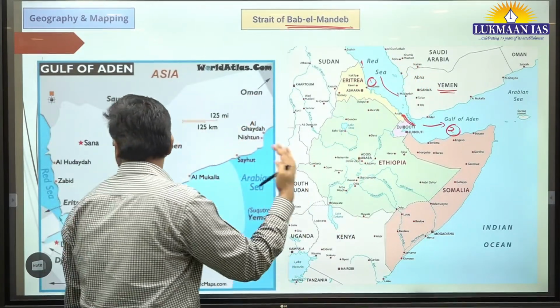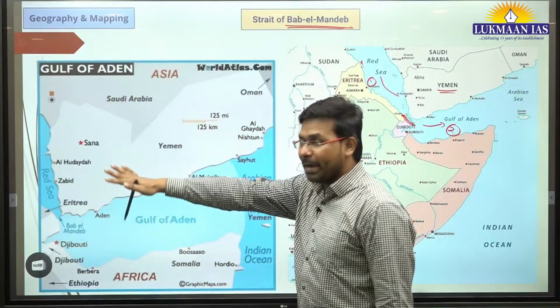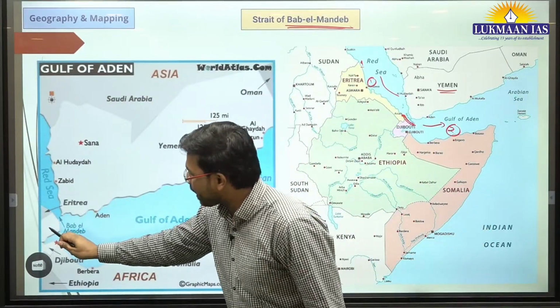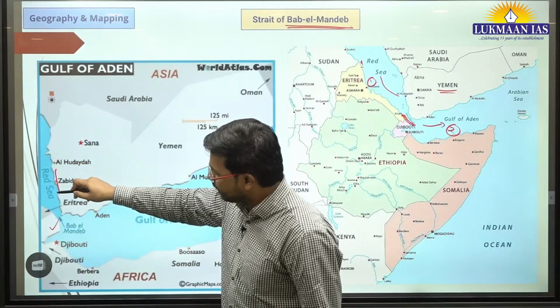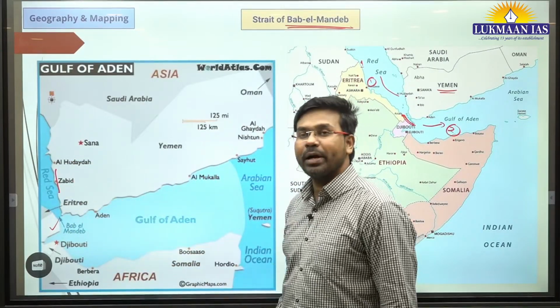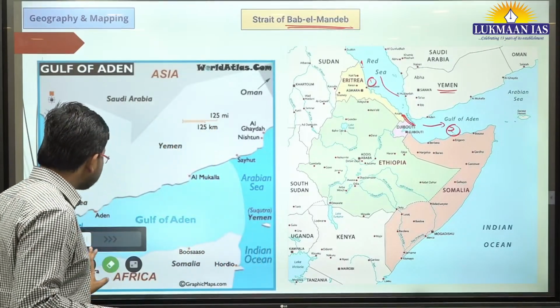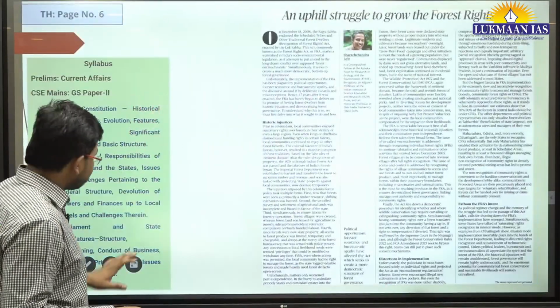We have included another map also for your purpose, so that you can clearly see where the Strait of Bab el Mandeb is located. On one side we have the Red Sea, on the other side we have the Gulf of Aden. Having understood this, let us quickly go to the first article of the day. We are going to discuss this article.